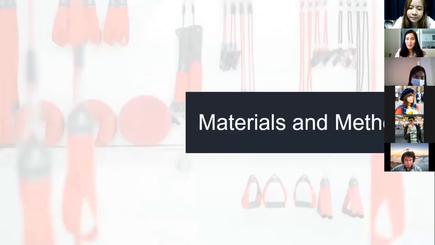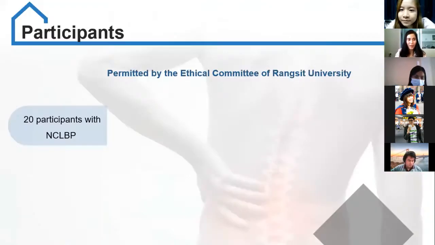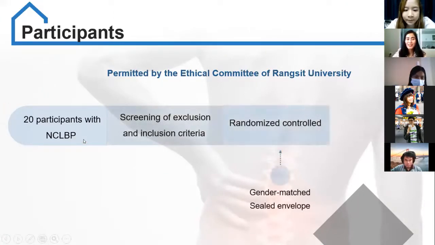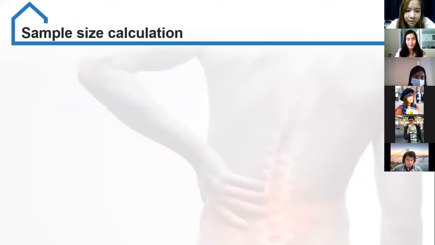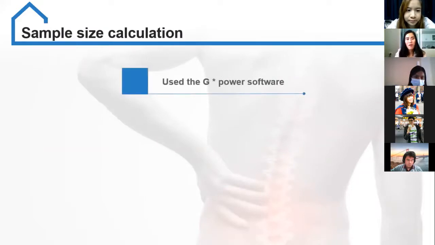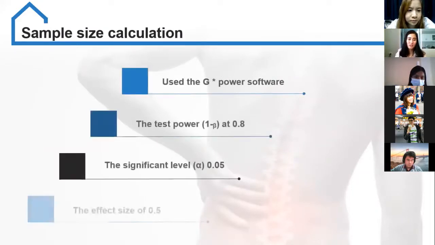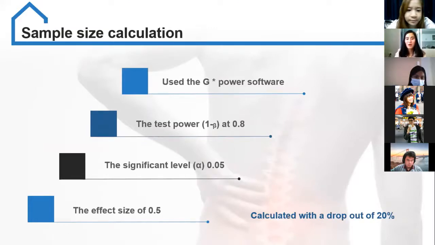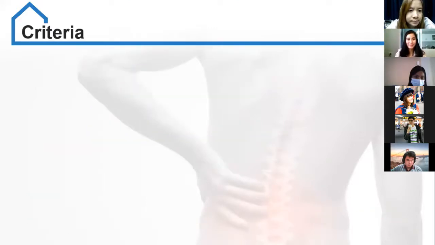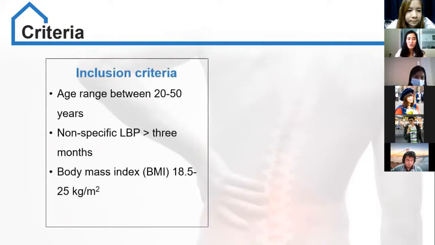Next is the materials and methods of this study. 20 participants with back pain were randomly divided into a sling exercise group and a floor exercise group. This study was approved by the ethics committee of the university. G*Power software was used for sample size calculation, which was calculated with a dropout of 20%.